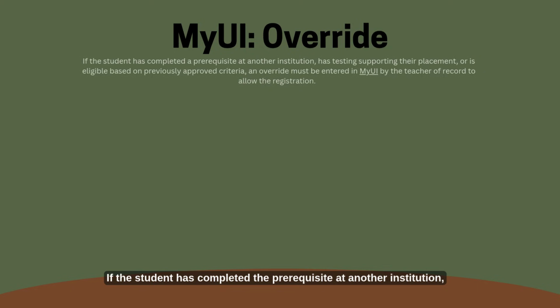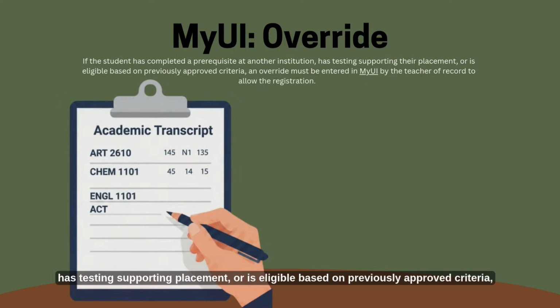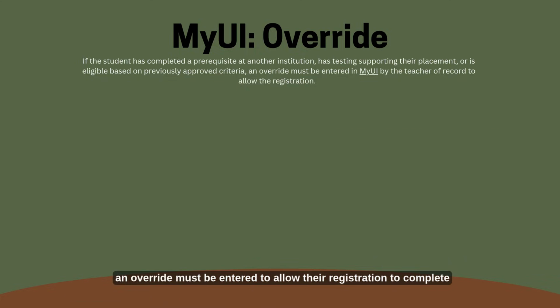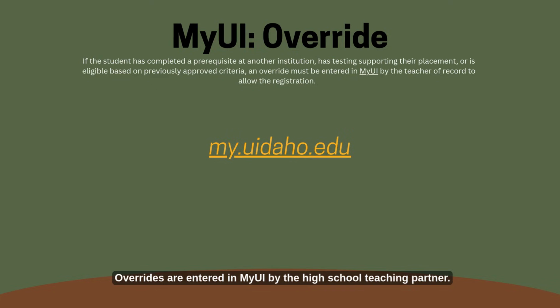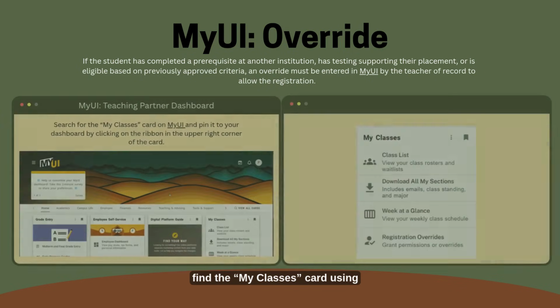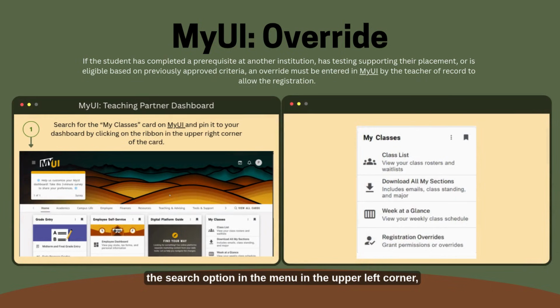If the student has completed the prerequisite at another institution, has testing supporting placement, or is eligible based on previously approved criteria, an override must be entered to allow their registration to complete. Overrides are entered in MyUI by the high school teaching partner. To begin, navigate to my.uidaho.edu, find the My Classes card using the search option in the menu in the upper left corner, and pin it to your dashboard for ease of access. The Registration Overrides link on the My Classes card is a direct link to the Overrides menu.